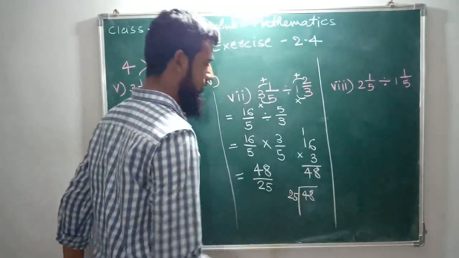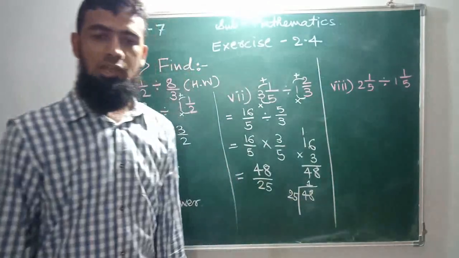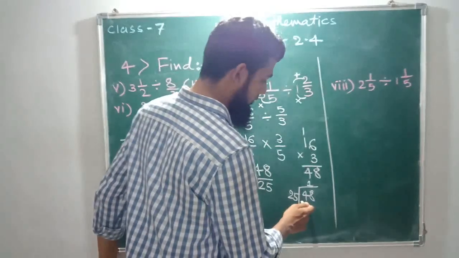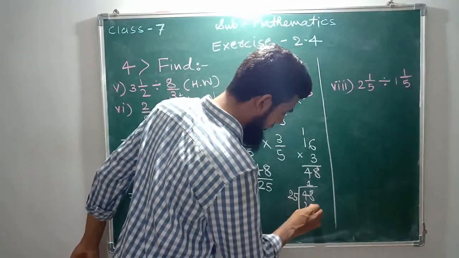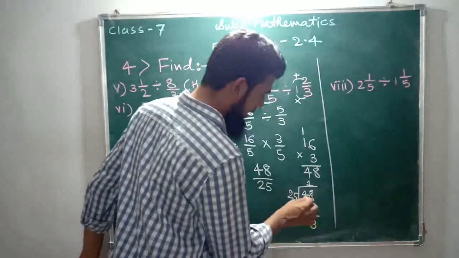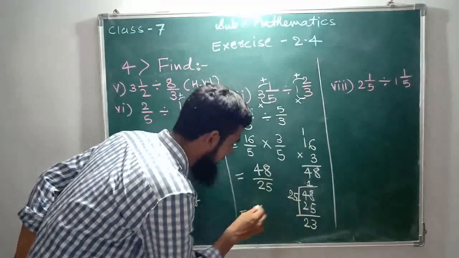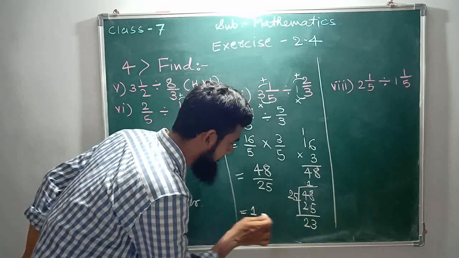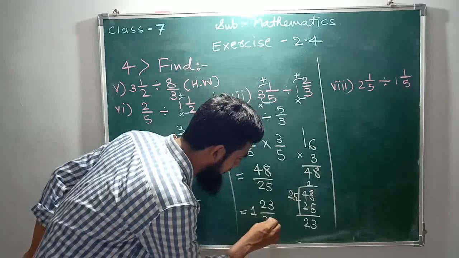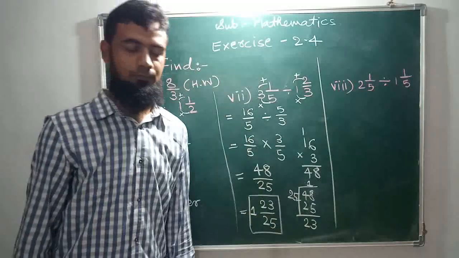48 divided by 25. So here 25 1 ja 25 and 25 2 ja 50. So it is more than 48. Okay, so 25 1 ja 25. So 8 minus 5 is equal to 3 and 4 minus 2 is equal to 2. Okay, so 1 integer 23 upon 25. So my dear student, this is your answer.